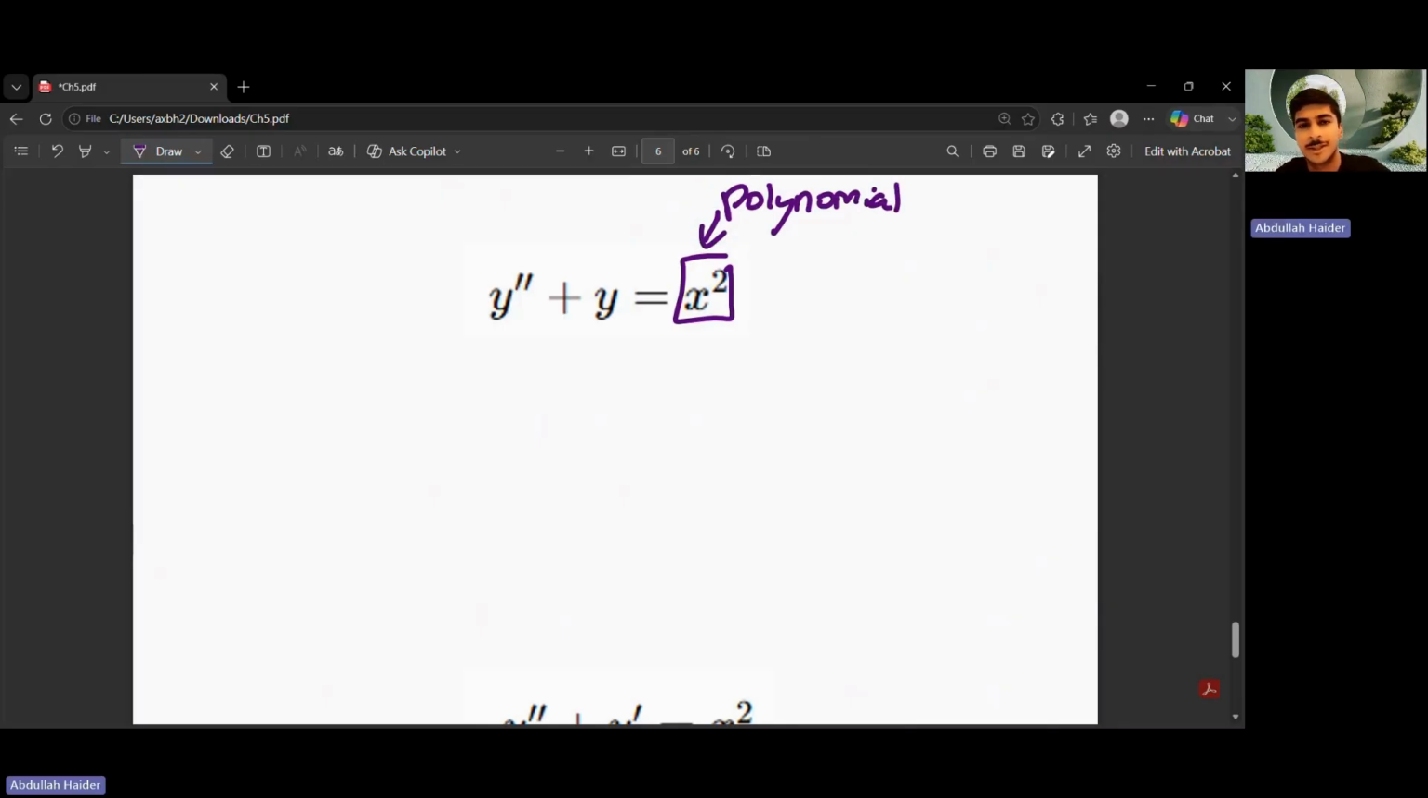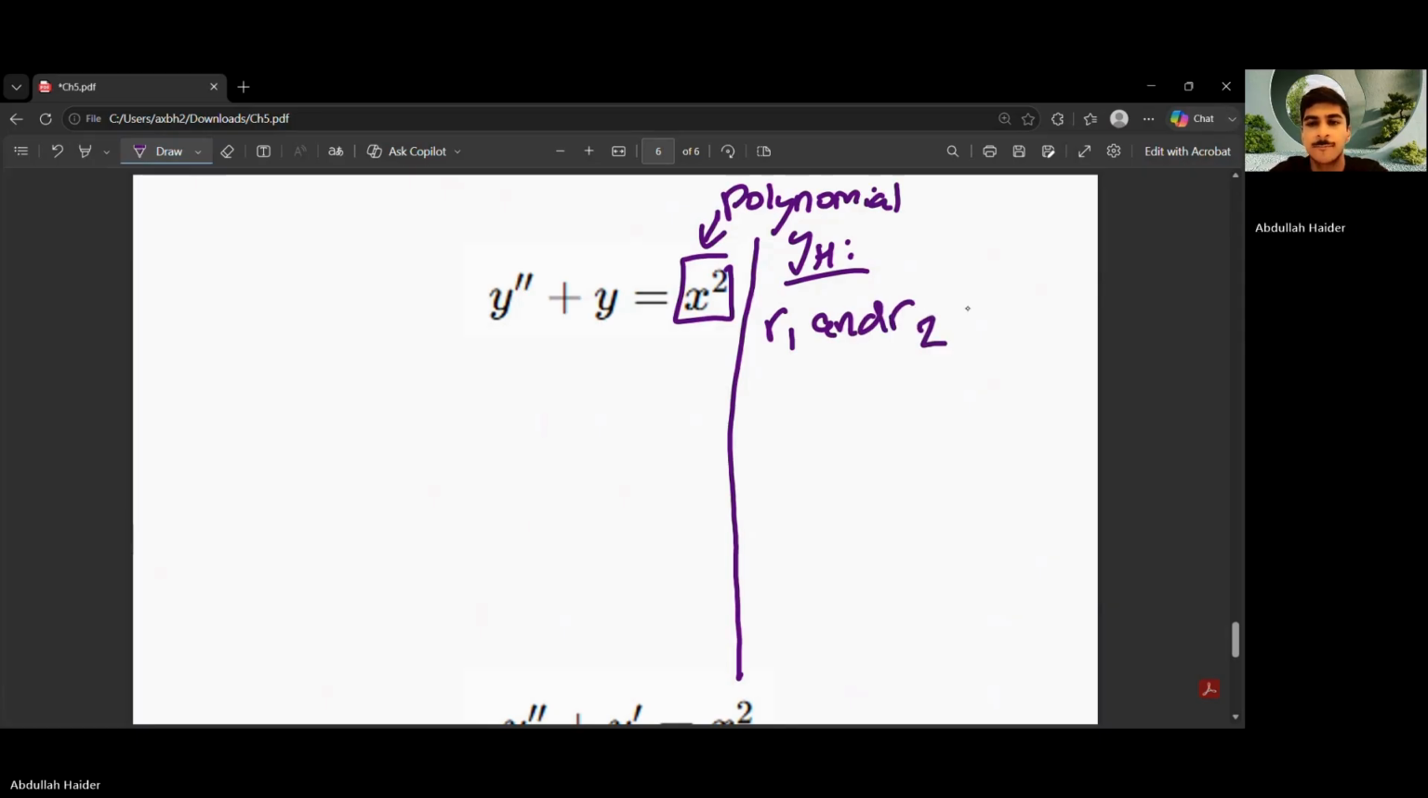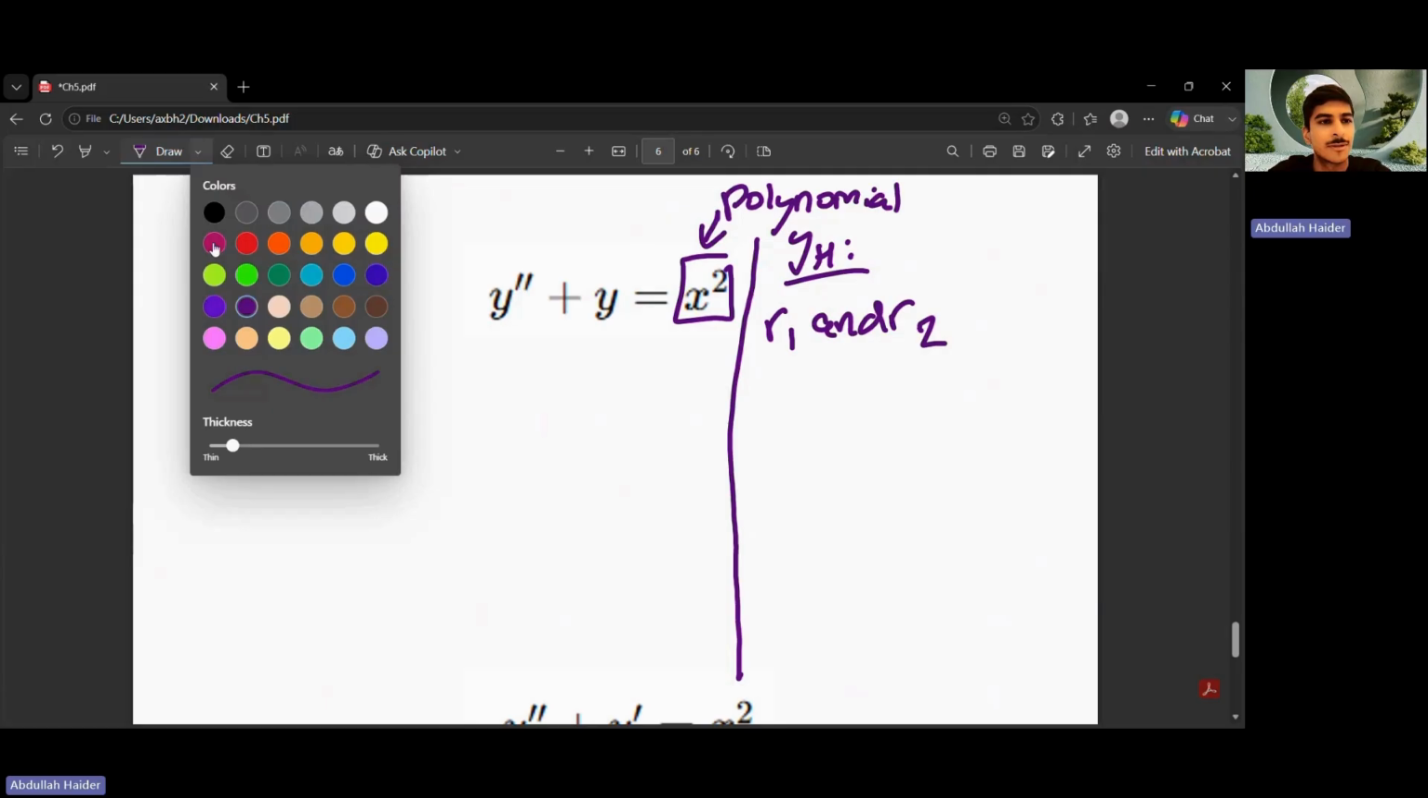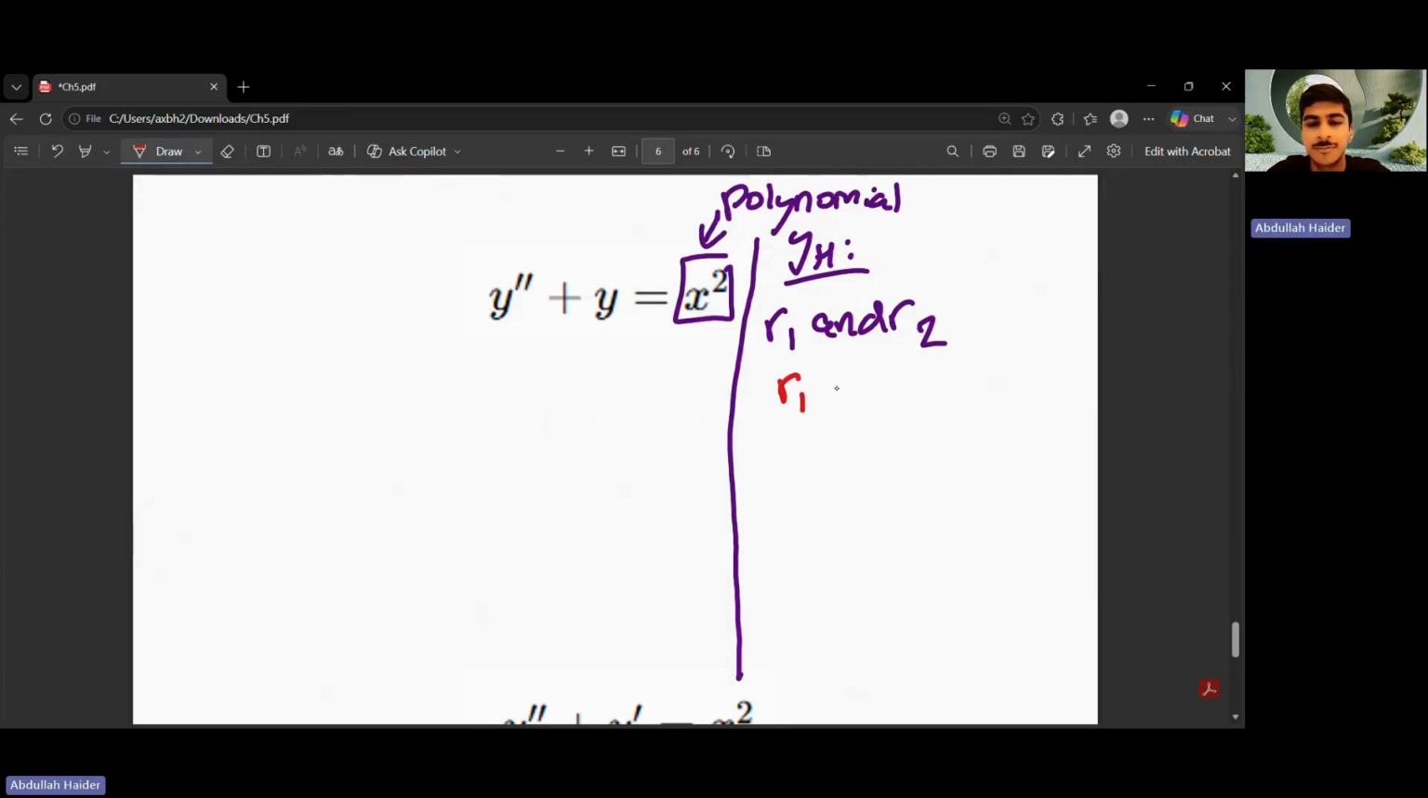So you have a polynomial on the right hand side, and I will be giving just a quick note on the cases. We will start off by finding our homogeneous solution, but when we find r1 and r2 and they are not equal, so both of them are not equal to 0, your yp will remain the same.